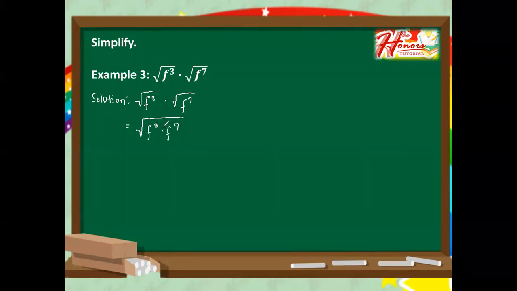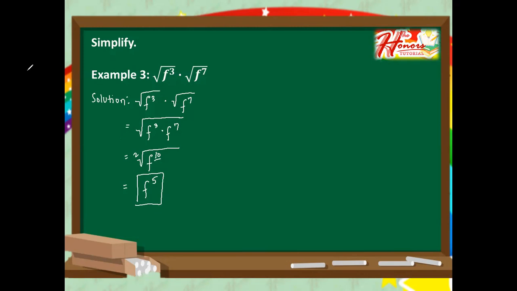So when multiplying variables, we are going to add the exponents. So it will become the square root of f raised to 3 plus 7. So that is equal to 10. And then, for us to simplify this, we can just simply divide 10, the exponent, and the index 2 here. There is an index 2 here, but it is invisible. So 10 divided by 2, that's 5. So the answer is f raised to 5. And this is the answer for example number 3.